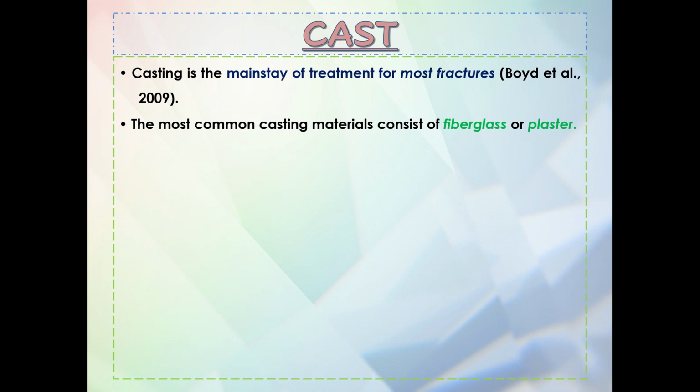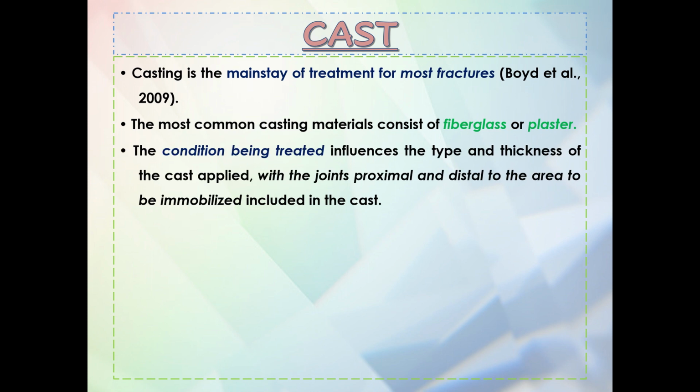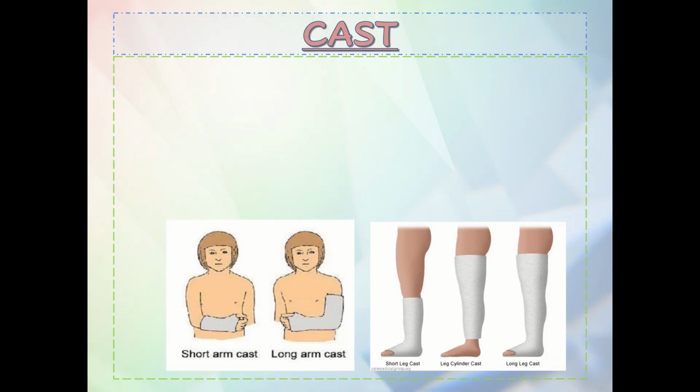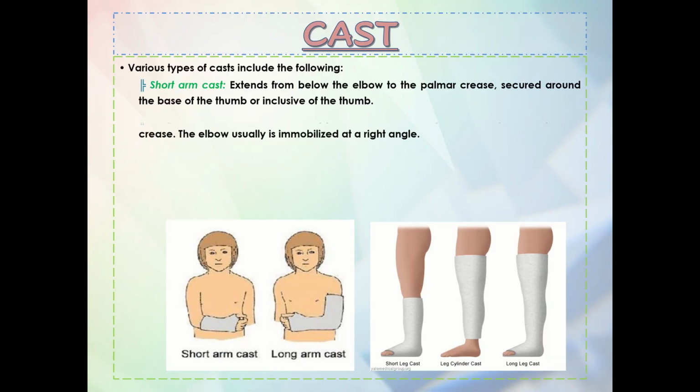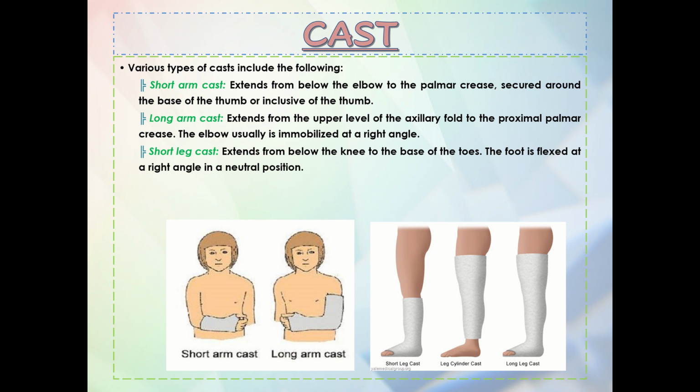So, the most common casting materials consist of fiberglass or plaster. Mamaya, we will get to know what is fiberglass cast and what is a plaster cast. So the condition being treated influence the type and thickness of the cast applied with the joints proximal and distal to the area to immobilize included in the cast. Okay, so we are going to discuss the different types of cast. So first, you have the short arm cast.